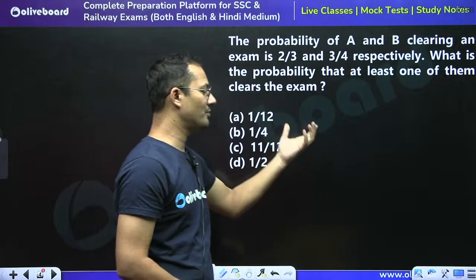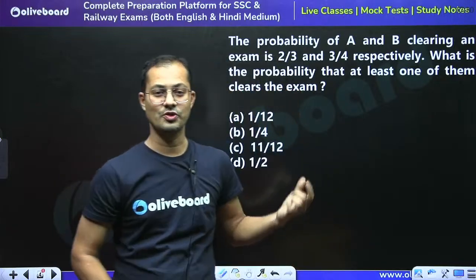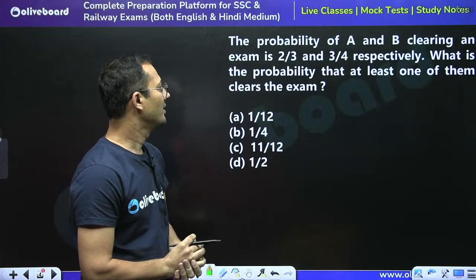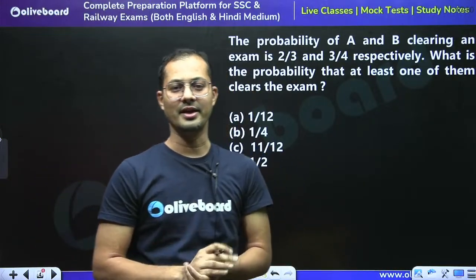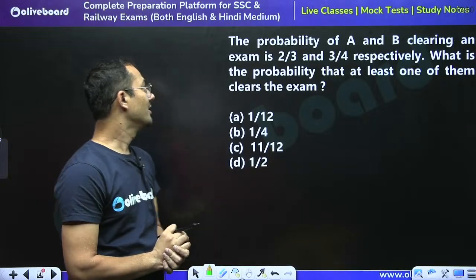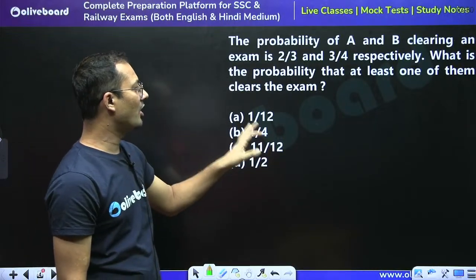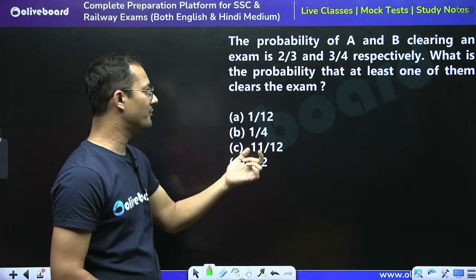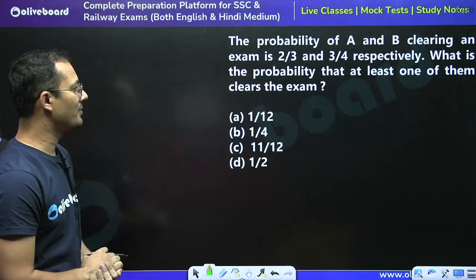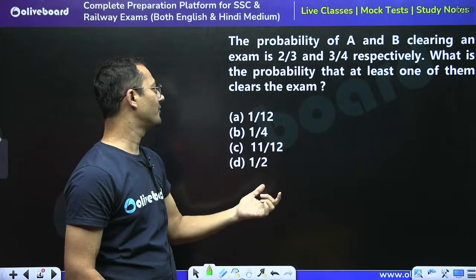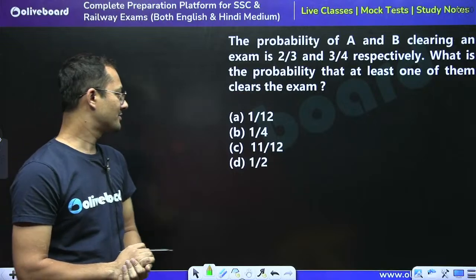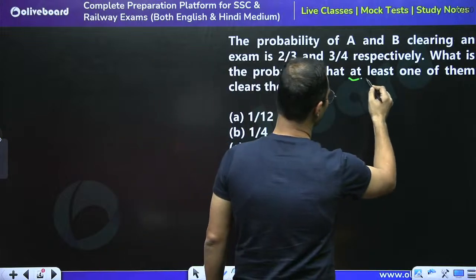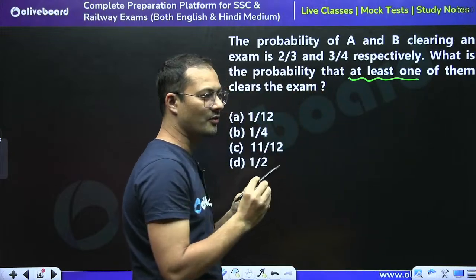Now tell me what is the answer of this question. My dear friends, this question belongs to the probability section. Please read the question completely. The question is saying the probability of A and B clearing an exam is 2/3 and 3/4 respectively. What is the probability that at least one of them clears the exam? The question is demanding that at least one student clears the exam.